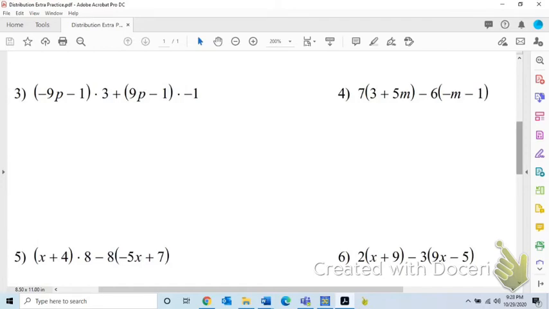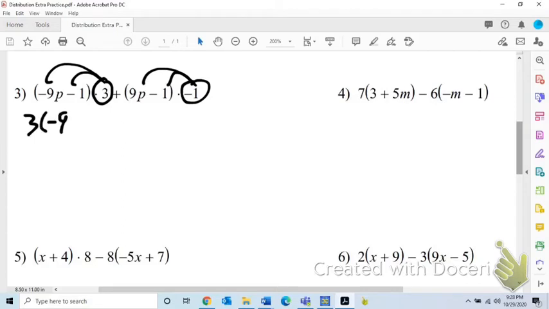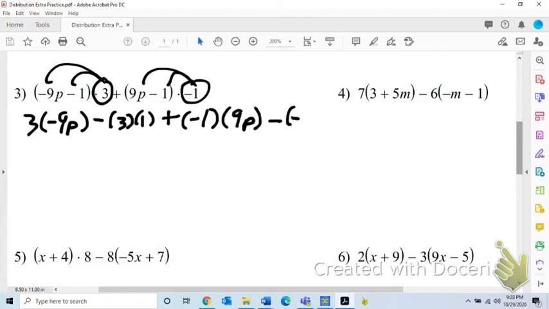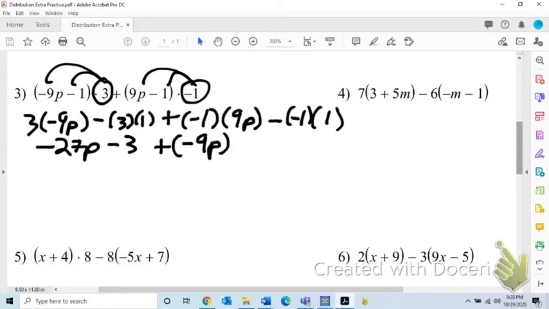Okay, so number 3, notice here both of the things we're distributing are on the right-hand side. So we're going to distribute that 3. So that 3 is 3 times negative 9p minus 3 times 1, plus negative 1 times 9p minus negative 1 times 1. That gives us negative 27p minus 3 plus a negative 9p minus a negative 1.